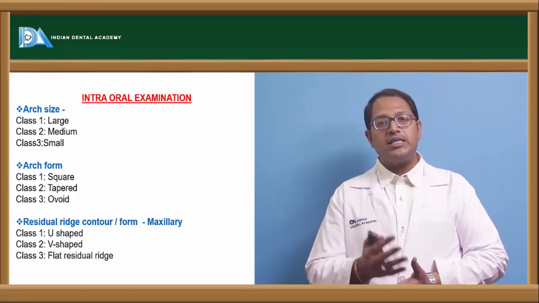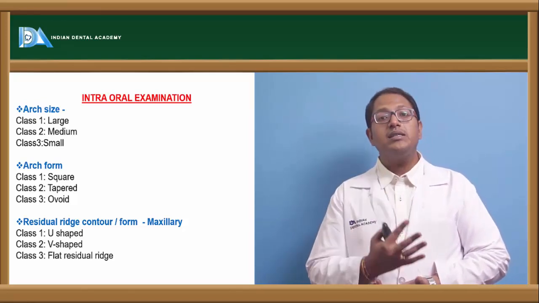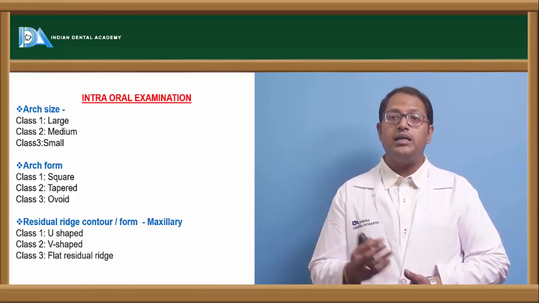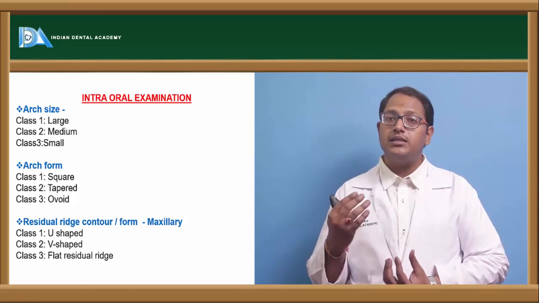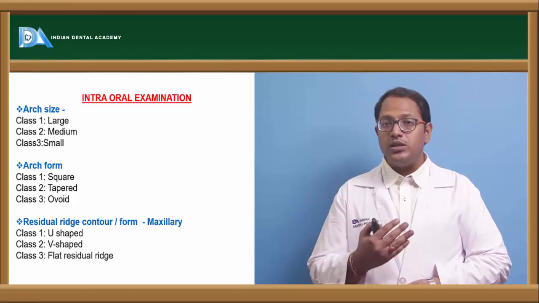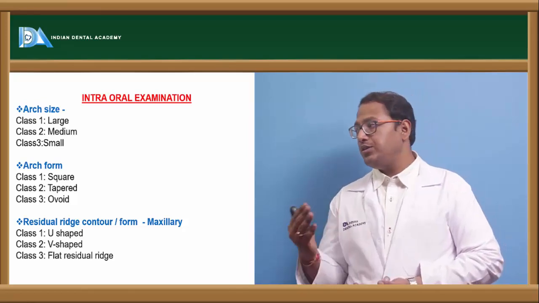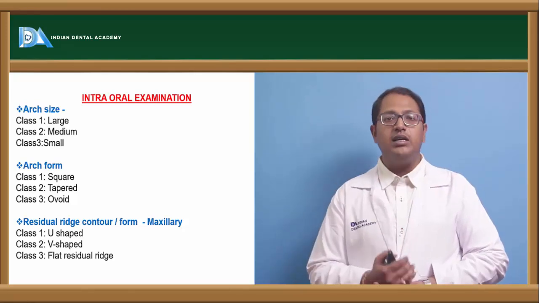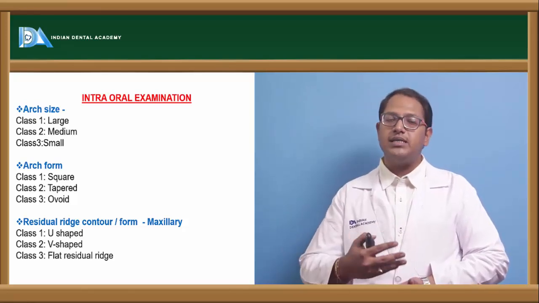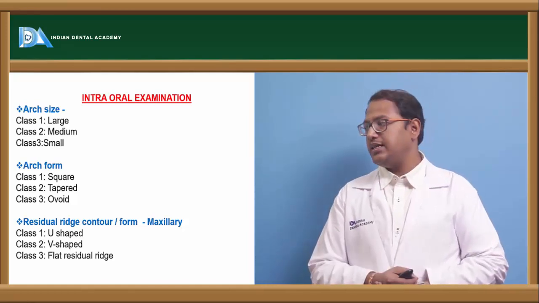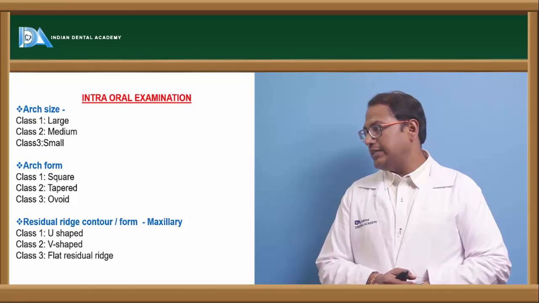So we need to anticipate how big the arch size is. At times the maxillary arch is bigger and the mandibular arch is smaller, or the maxillary arch is smaller and the mandibular arch is bigger, which is what you can see most of the time. So with these kinds of patients, you need to anticipate from the arch size how the resorption pattern has happened. Generally what happens is the maxilla grows lesser in size and the mandible expands in its size. So we need to watch for that.